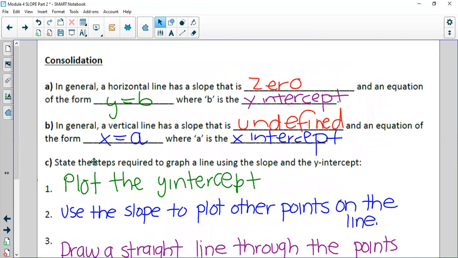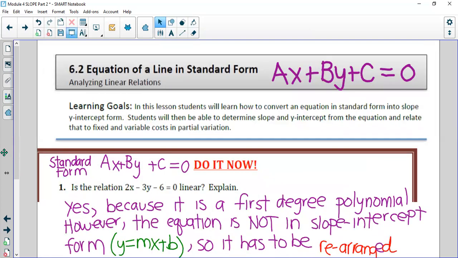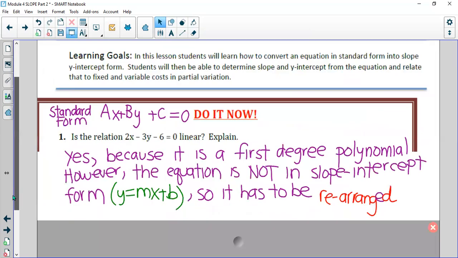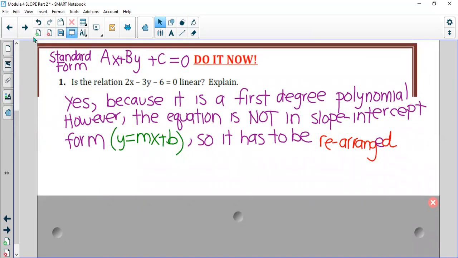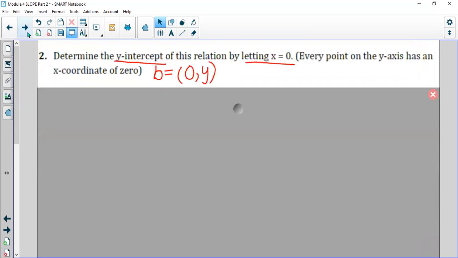And so far, we've been figuring everything out by looking at graphs. Okay, so back to this lesson over here. If everyone can write this question down: determine the y-intercept of this relation by letting x equal 0. Don't think we've done that before.